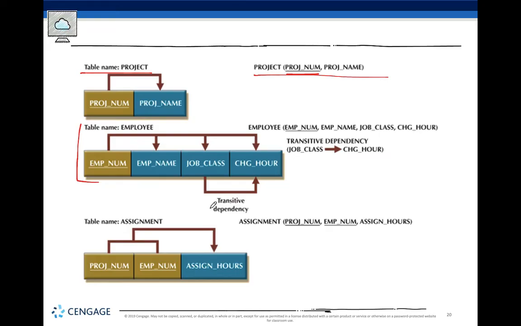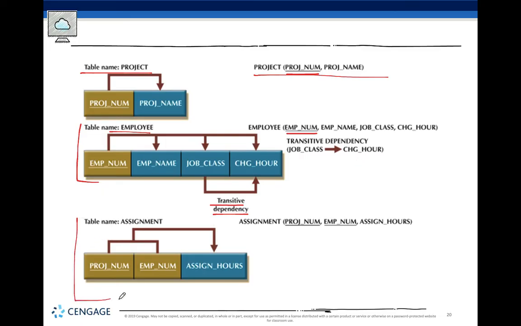Now, we had a transitive dependency that still exists in the employee table. Okay? And so that's why this is only in second normal form. We are not at third normal form yet. Okay? All right. So we list the employee table like this, where we identify the primary key and list the dependent attributes. We also list the transitive dependency here.